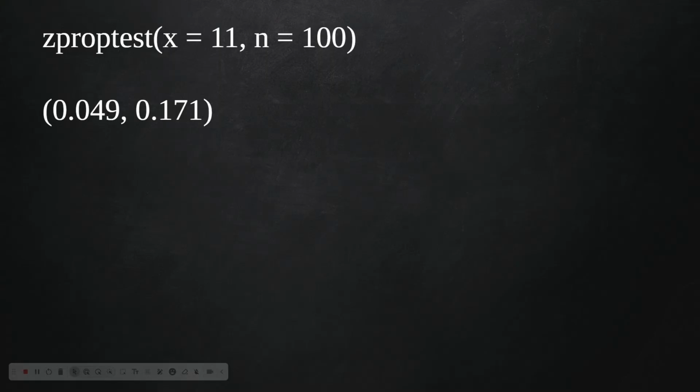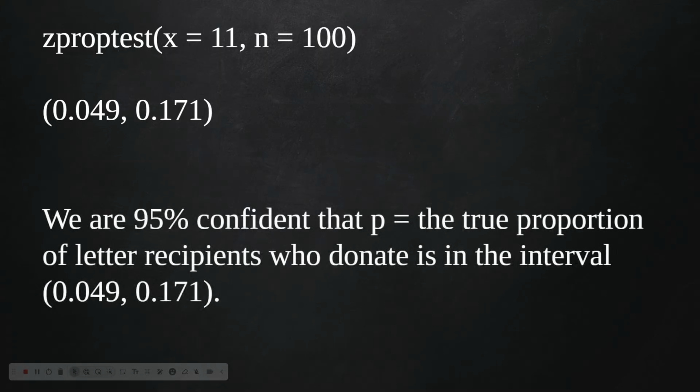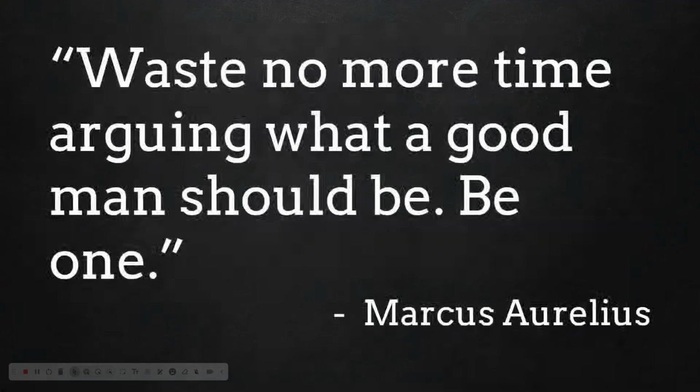After we have finished our calculations, we can then write out our conclusion. We are 95% confident that P, the true proportion of letter recipients who donate, is in the interval 0.049 to 0.171.